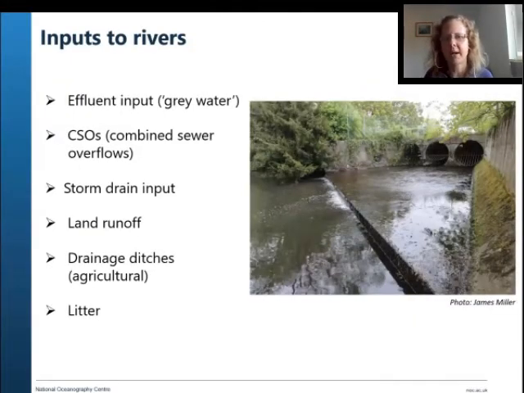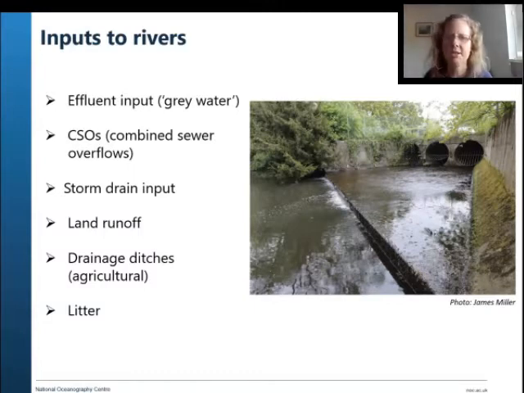If we then think about how particles and pollutants in general are input to rivers, there are lots of different ways in which this might happen. So I've mentioned already treated wastewater. This is known as effluent, or sometimes known as grey water. We also have combined sewer overflows. So these are systems that are designed in the UK, and I believe this is worldwide as well, such that when the wastewater system is overwhelmed during storm events, or if there's very heavy rainfall, the sewage systems will release into rivers directly.